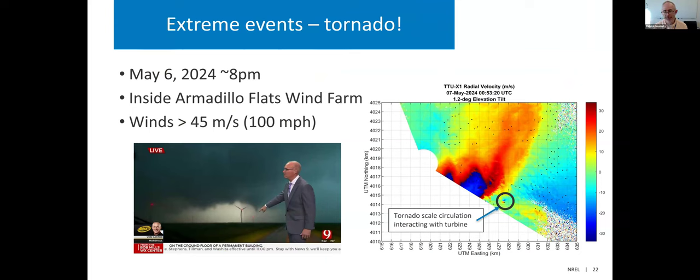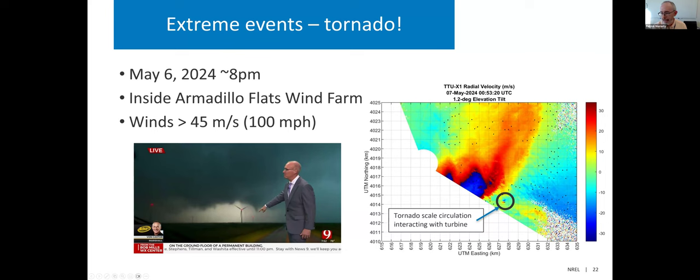We've also been fortunate to record some extreme events. So back in May, the evening of May, there was a tornado that passed through the AWAKEN domain. And what's interesting is there was actually an observer on the ground. So you can see this video from the local weather station here and a snapshot. The weatherman here is pointing to a wind turbine. That wind turbine is this turbine here, just to the south side of the radar observation domain.